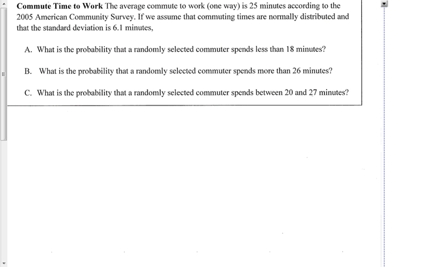Welcome to another Chapter 6 video, again dealing with that normal distribution, and we're looking again at that same problem with the commute to work time. Still got the same mean, still has the same standard deviation, and we're still saying that it is normally distributed. We're looking at part C this time, but we're looking between two values rather than just less than or just greater than. So between 20 and 27.